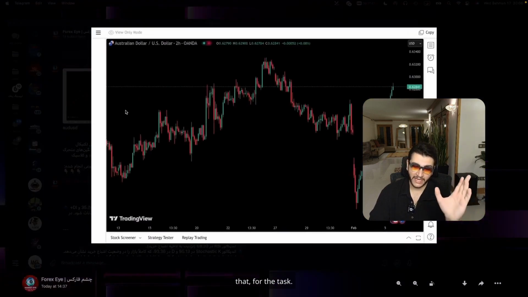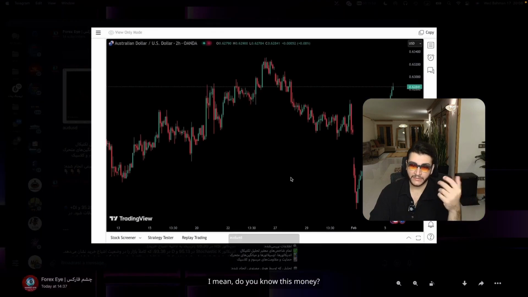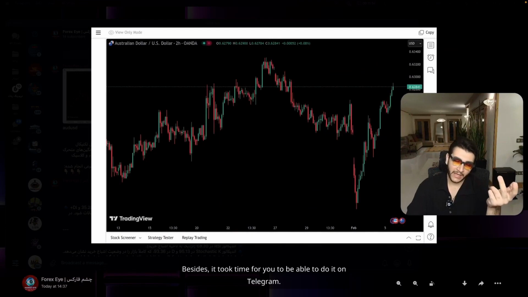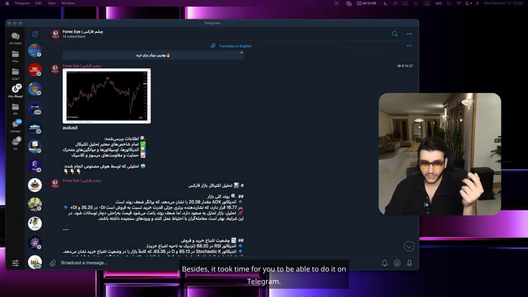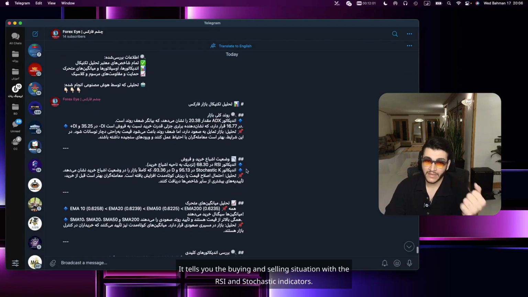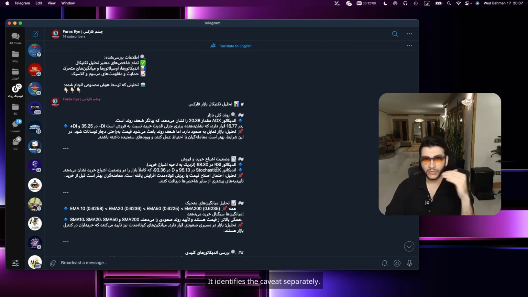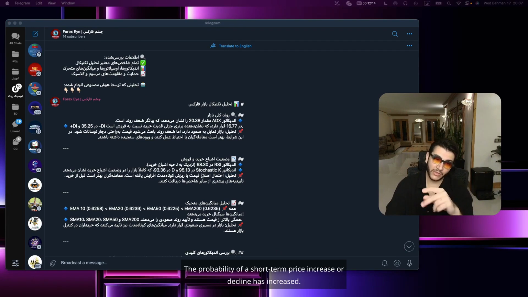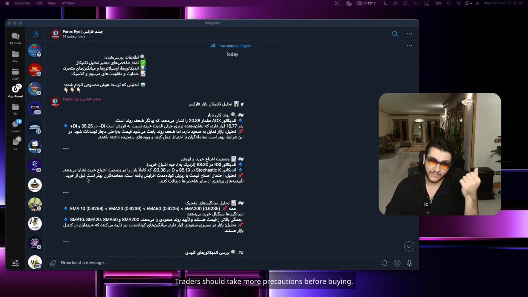And before that, it sends a green shot. I mean, do you know this money? When was it? This analysis that was done. Besides, it took time for you to be able to do it on Telegram. It tells you the buying and selling situation with the RSI and stochastic indicators. It identifies the caveats separately. You don't need to know these. You will learn gradually, but you can read this analysis and it will help you. The probability of a short-term price increase or decline has increased. Traders should take more precautions before buying.